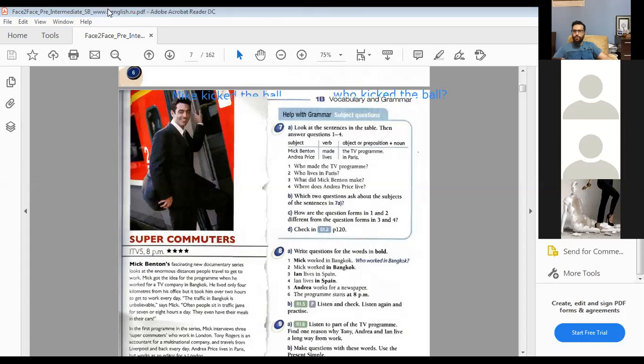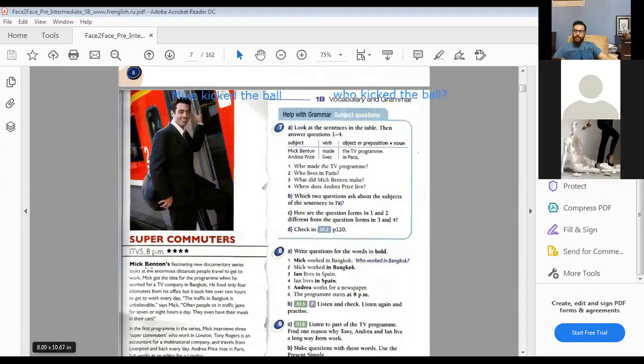From the story, who made the TV program? Mick Benton made the TV program. Correct, yes. So Mick Benton made the TV program, the TV series. That's correct. And who lives in Paris? Andrea. Correct. And let's use full sentences.